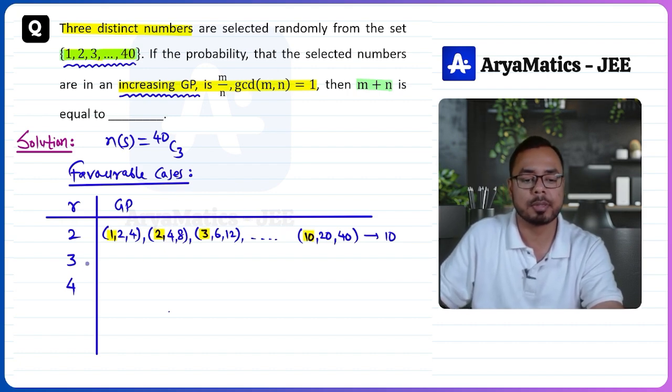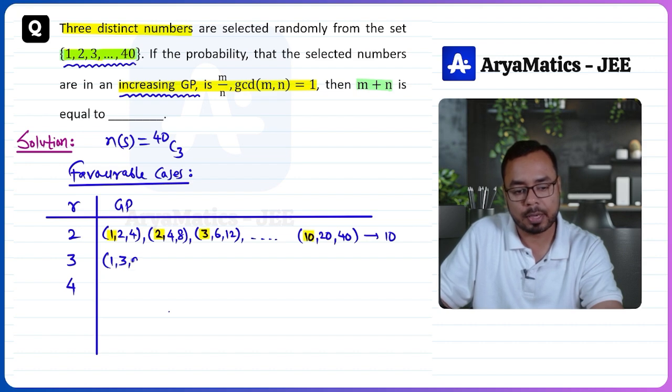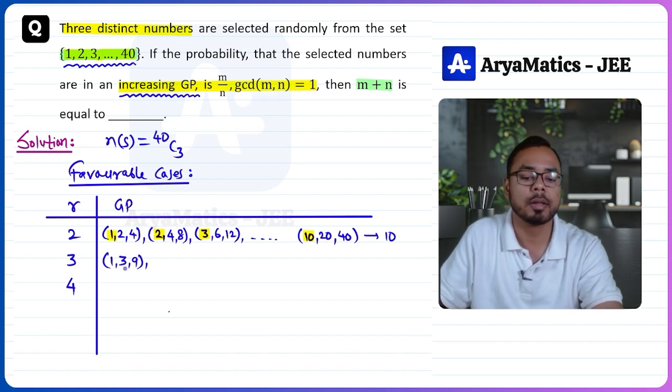Now think of the next possibility. If the common ratio is 3, then the first term is 1, the next one will be 1 into 3, and the next one will be 1 into 3 square. So 1, 3, 9. This is a GP with first term 1, common ratio 3.